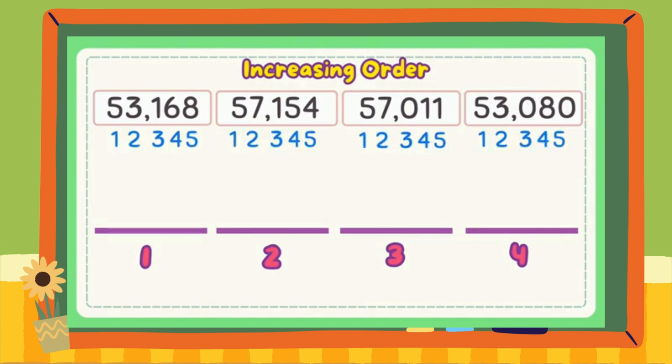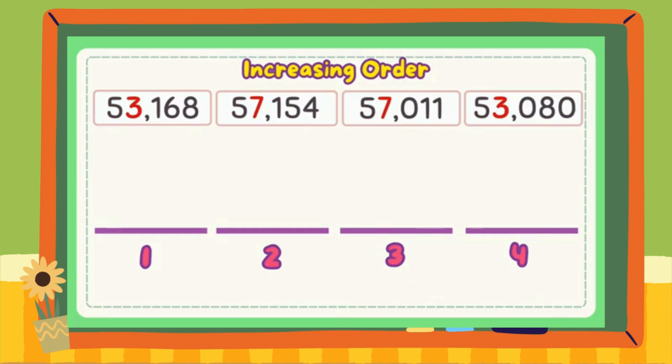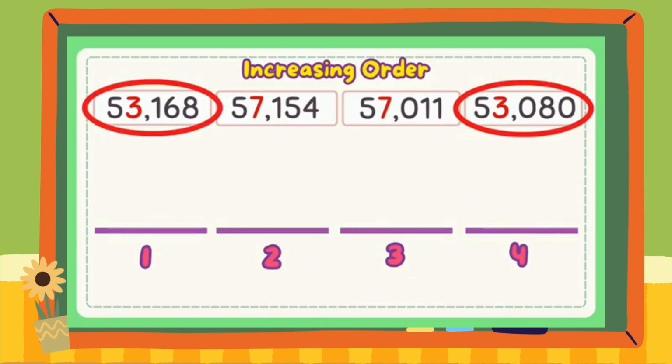They have the same number of digits, and the highest place value digits are all 5. So, let's move on to the next place value. 3, 7, 7, and 3. 2 digits are 3, and the other 2 digits are 7. Since 3 is lesser than 7, let's first compare the two numbers which have 3.